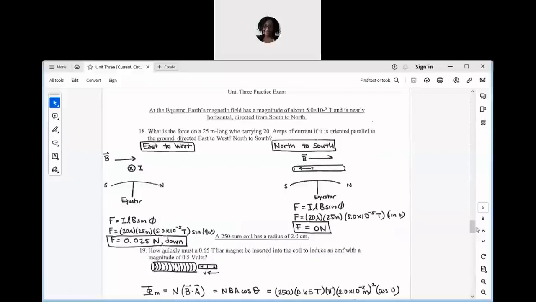Number 18 deals with the scenario that we talked about briefly in our magnetic field chapter in the first half of the notes, I believe. So we have an estimate for the Earth's magnetic field at the equator. I somehow didn't superscript this negative sign, but this should be 5.0 times 10 to the negative 5 Tesla. And it's nearly horizontal, directed from south to north.